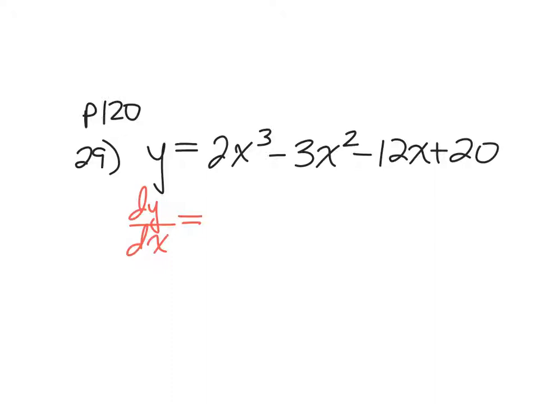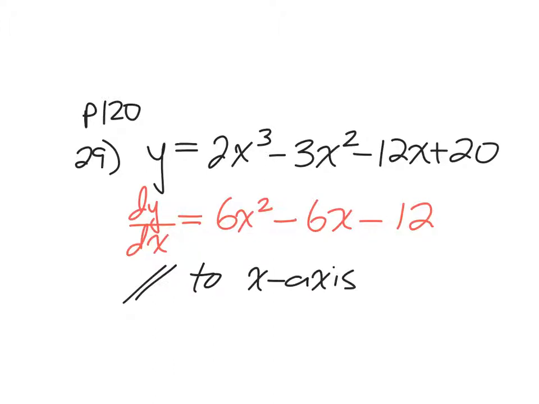All right, so the derivative here, we can apply the power rule and come up with 6x squared minus 6x minus 12. It's really laggy. There it is. So the part where it's parallel to the x-axis: parallel to the x-axis.